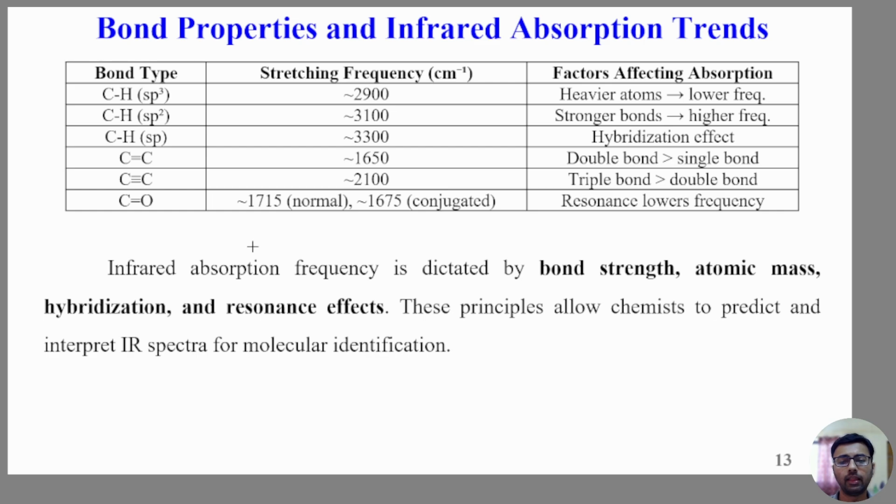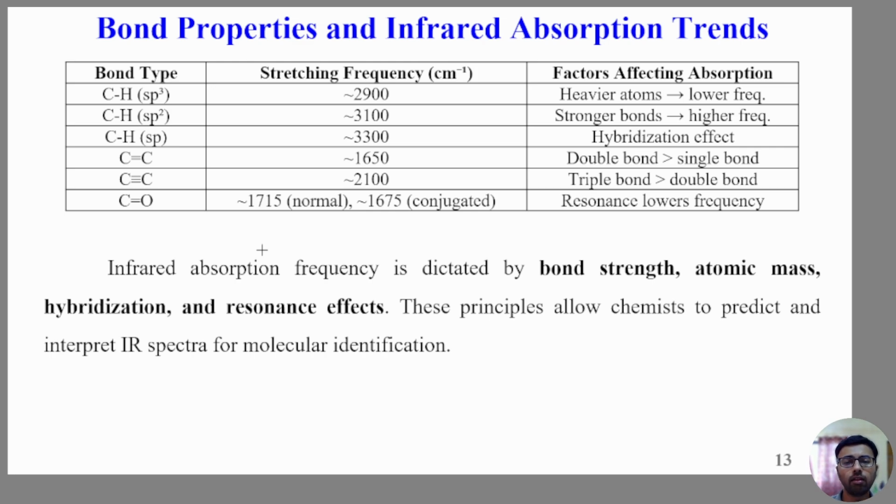Instead of memorizing dozens of absorption values from a table, we can predict them logically by considering bond strength, atomic mass, hybridization, bond order, resonance effect, etc. We can estimate where a vibration should appear in an IR spectrum. This transforms infrared spectroscopy from a memorization exercise into a conceptual problem solving tool. It allows chemists and physicists to interpret spectra more intelligently and confidently.